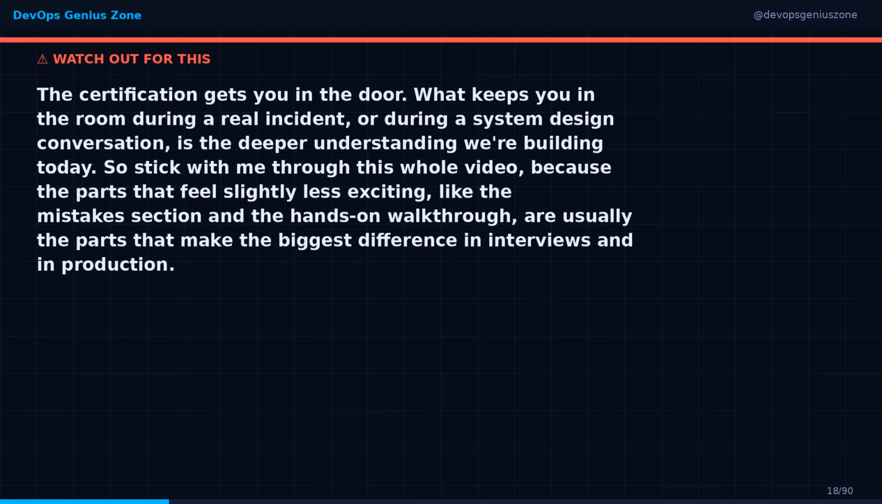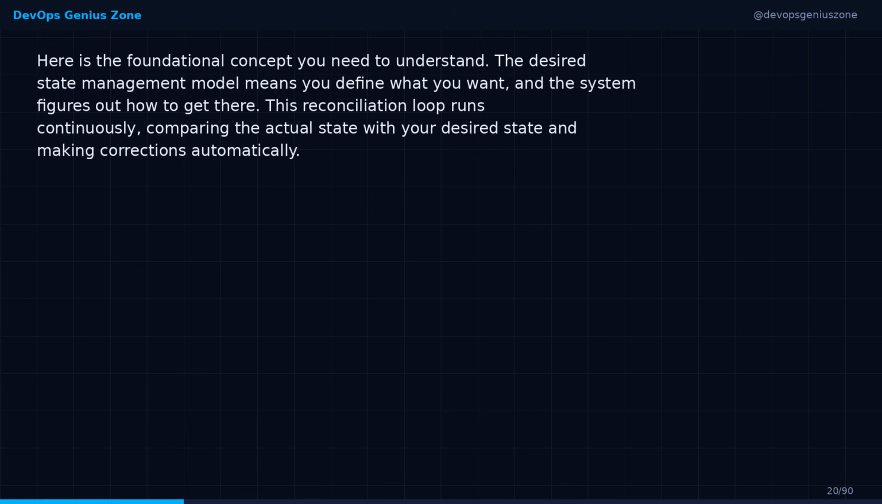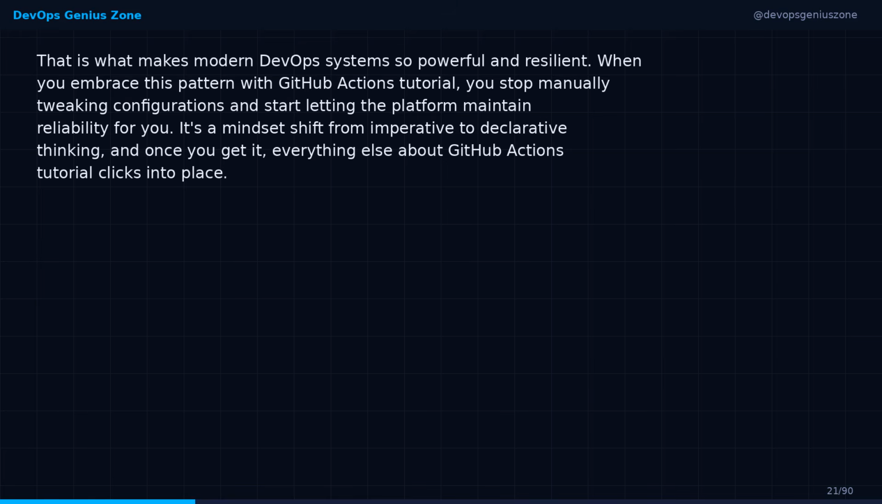Here is the foundational concept you need to understand. The desired state management model means you define what you want, and the system figures out how to get there. This reconciliation loop runs continuously, comparing the actual state with your desired state and making corrections automatically. That is what makes modern DevOps systems so powerful and resilient. When you embrace this pattern with GitHub Actions tutorial, you stop manually tweaking configurations and start letting the platform maintain reliability for you. It's a mindset shift from imperative to declarative thinking, and once you get it, everything else about GitHub Actions tutorial clicks into place.